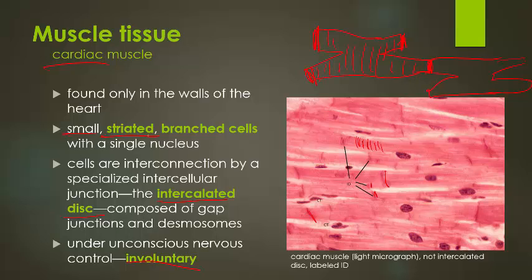Okay, so those are the three muscle tissues. Skeletal muscle, which is voluntary, striated. Smooth muscle, which is involuntary, non-striated. And cardiac muscle, which is involuntary and striated.